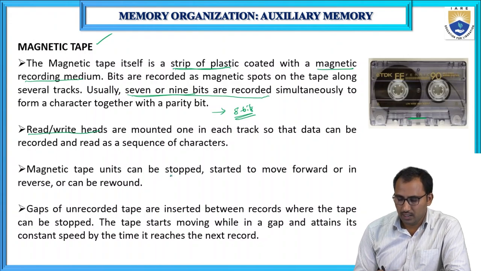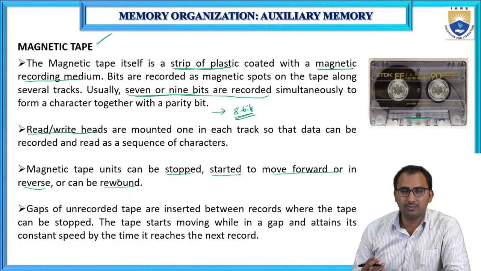Magnetic tape units can be stopped, started to move forward or in reverse, or can be rewound. So using this magnetic tape, we can stop or start, and move forward or backward. All those operations we can perform with this magnetic tape. Gaps of unrecorded tape are inserted between records where the tape can be stopped. The tape starts moving while in a gap and attains its constant speed by the time it reaches the next record.